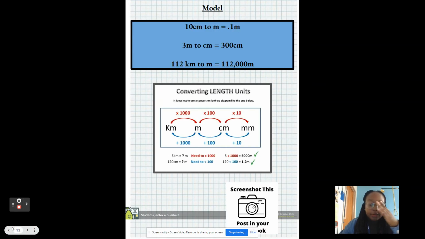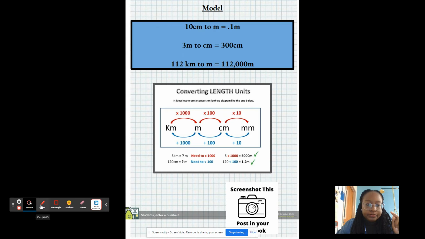So here, take a moment to screenshot this. This is a valuable tool because we are going to be using the metric system a lot, but you do need to know how to convert within the metric system. Thankfully, it is in units of 10 all the time. So when you're getting bigger, you're going to multiply by more zeros, I guess.